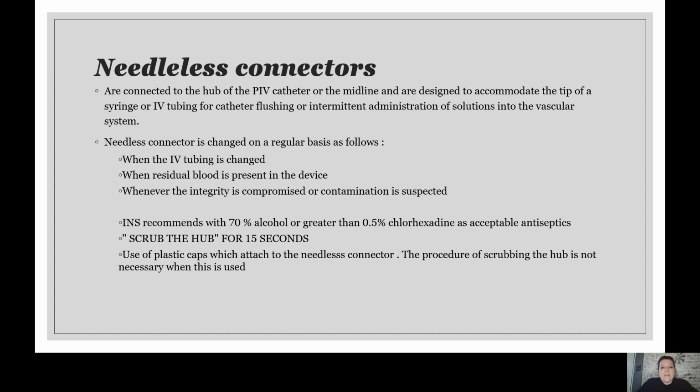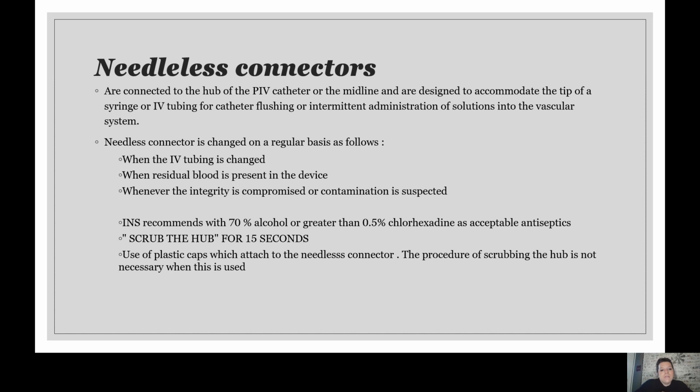Needleless connectors are changed on a regular basis as follows: when the IV tubing is changed. So these are the little caps on the end is what it's talking about. Also when residual blood is in the device or when contamination is expected. We are going to scrub the hub for a minimum of 15 seconds. You'll sometimes see 30. 15 is the minimum.